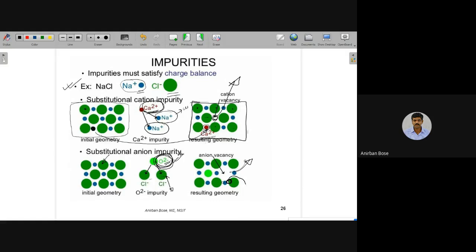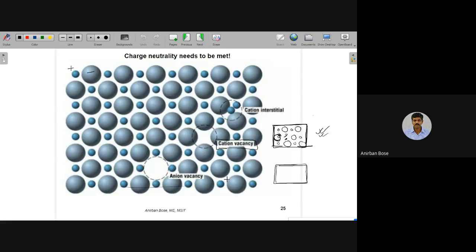One way is by creating anion vacancy. That means if oxygen replaces one chlorine, then one of the chlorines has to go to make it electrically neutral. That will produce anion vacancy. Or if one of the chlorines is replaced by oxygen, to make it electrically neutral another sodium is required, and that sodium will go into some interstitial void space. In that case, it is called the cation interstitial. Okay.